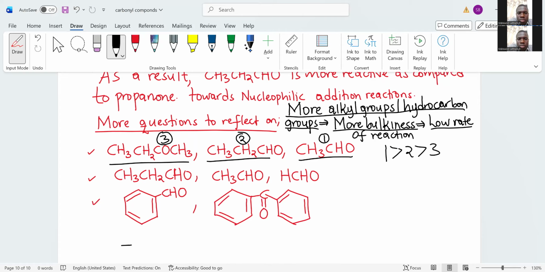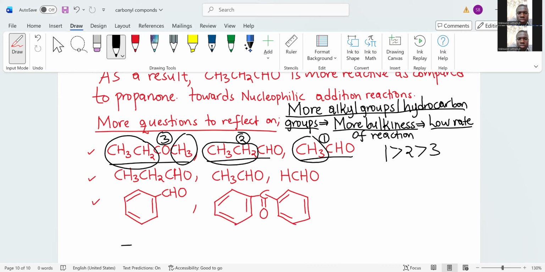Why? Look at ethanal. Ethanal is made up of one methyl group. Propanal is made up of one ethyl group, this one in black. Then butanal has two alkyl groups, ethyl and methyl. In all the three compounds, we have steric hindrance.